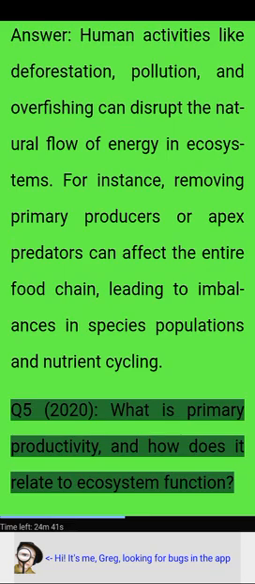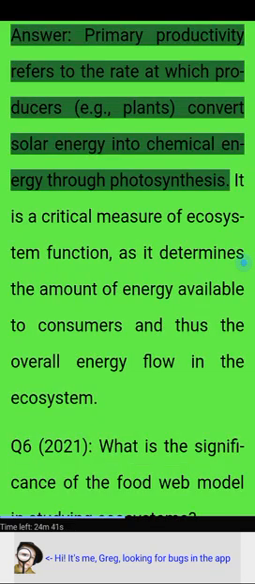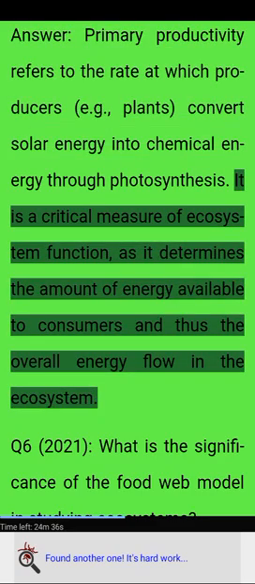Q5, 2020. What is primary productivity, and how does it relate to ecosystem function? Answer. Primary productivity refers to the rate at which producers, e.g., plants, convert solar energy into chemical energy through photosynthesis. It is a critical measure of ecosystem function, as it determines the amount of energy available to consumers and thus the overall energy flow in the ecosystem.